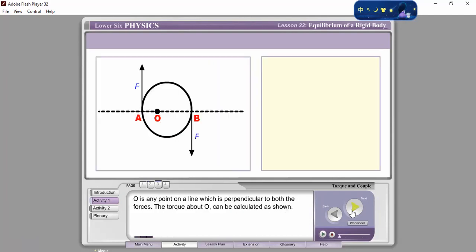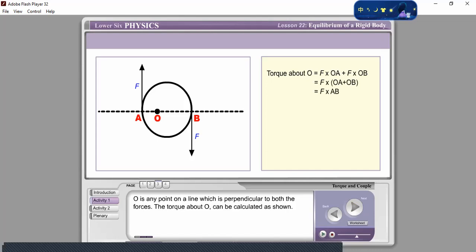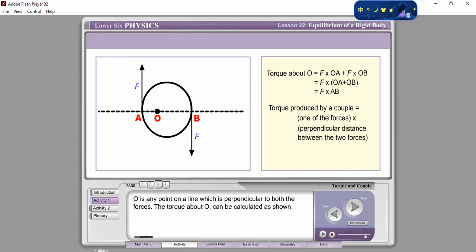O is any point on a line which is perpendicular to both the forces. The torque about O can be calculated as shown. Torque about O equals F times OA plus F times OB, which equals F times (OA plus OB), which equals F times AB. Torque produced by a couple equals one of the forces times the perpendicular distance between the two forces and is independent of the position of the point O.